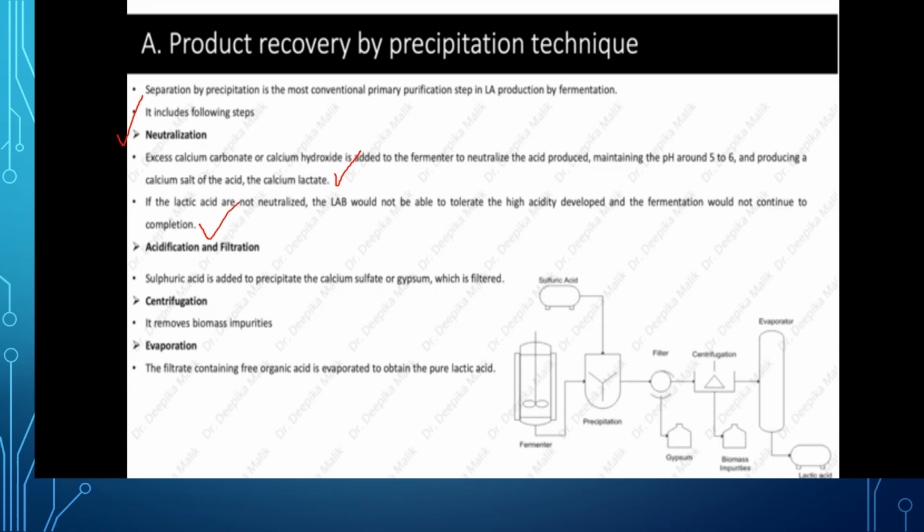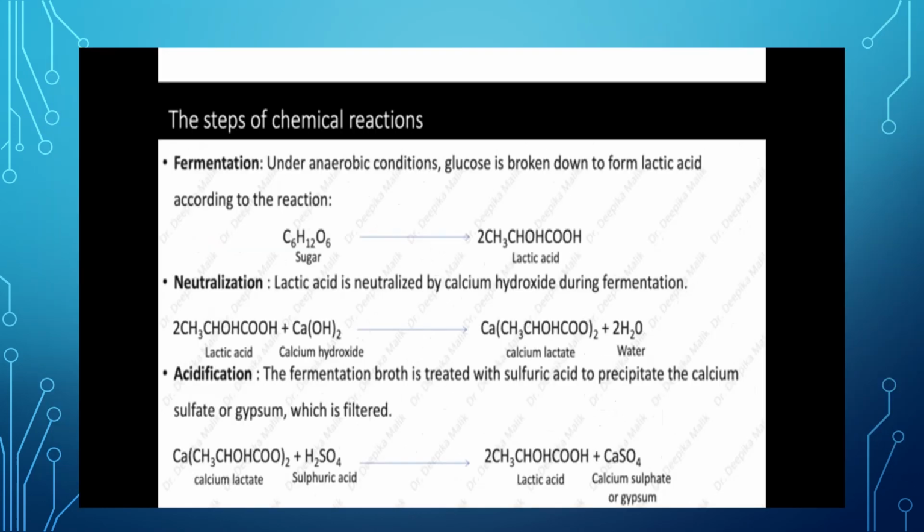The second step is acidification and filtration. Sulfuric acid is added to precipitate the calcium sulfate or gypsum, which is filtered. The third step is centrifugation. It removes the biomass impurities. And the fourth step is evaporation. The filtrate containing free organic acid is evaporated to obtain the pure lactic acid.